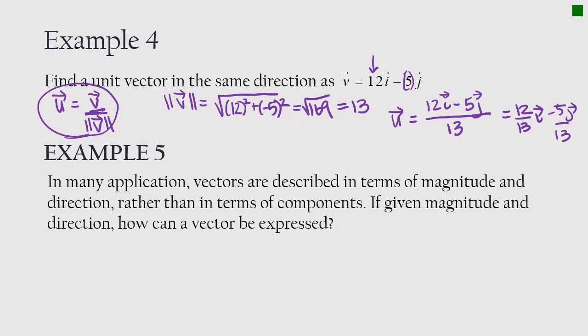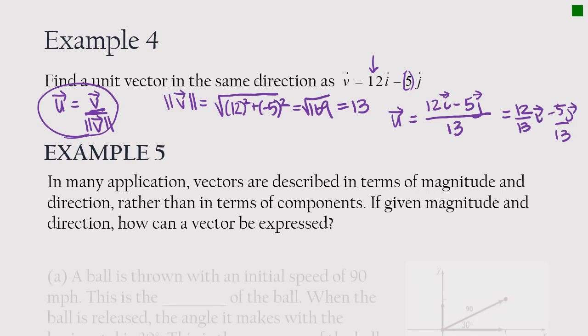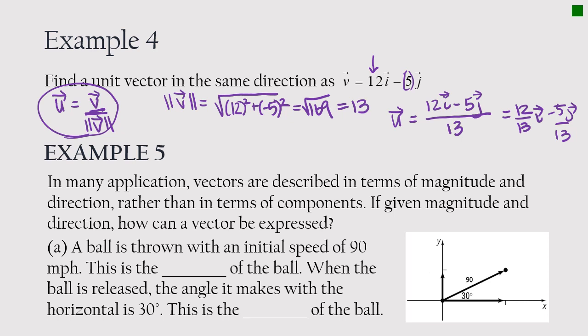And in many applications, vectors are described in terms of magnitude and direction rather than in terms of components. If given magnitude and direction, how can a vector be expressed? So for example, a ball is thrown with an initial speed of 90 miles per hour. This is known as the magnitude of the ball, so how fast it's going. When the ball is released, the angle it makes with the horizontal is 30 degrees. This is known as the direction of the ball.